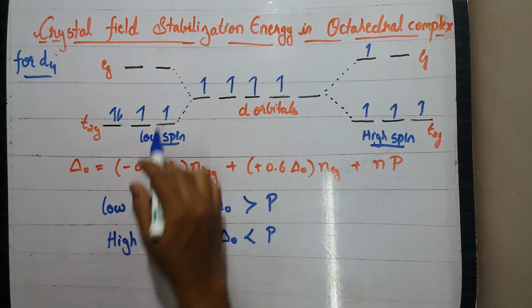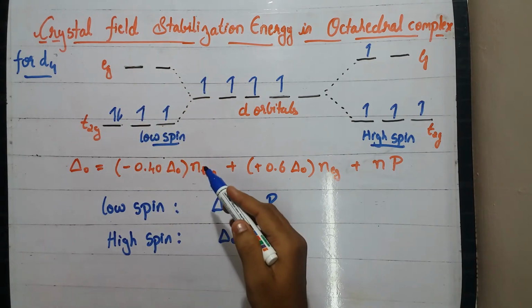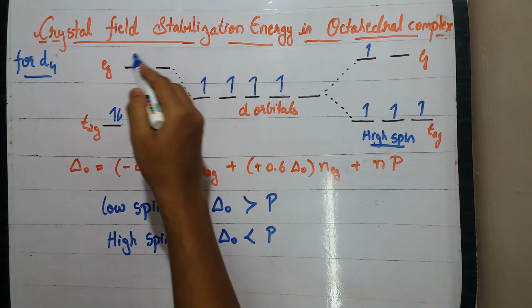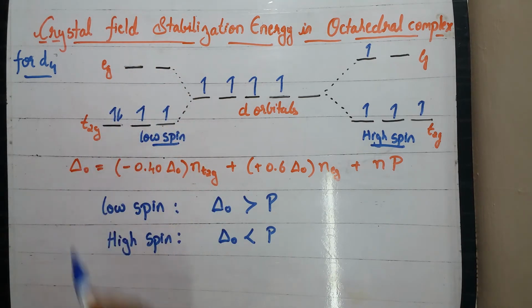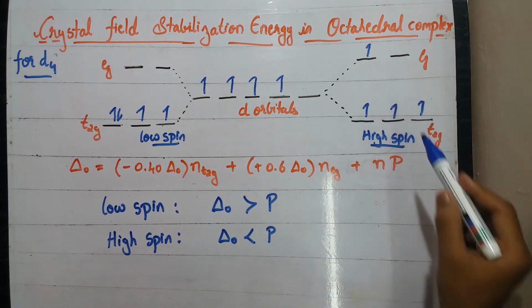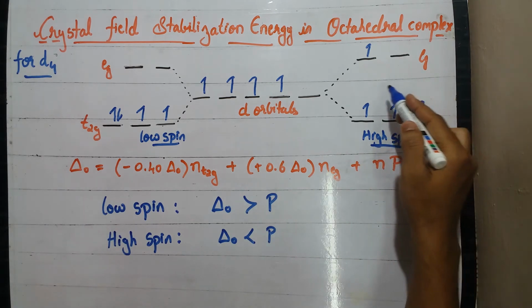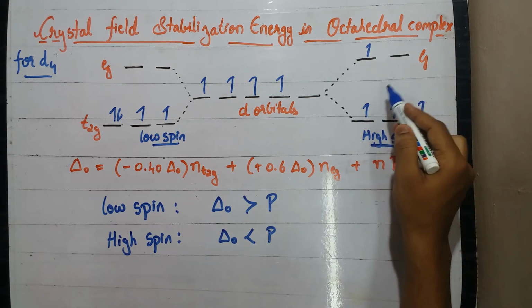Hence the electron is easily added to the Eg orbital. Here in the low spin, the delta naught, that is the CFSE energy, is high. Hence the electron is not added to the Eg, it is rather added to the T2g itself. Hence here the pairing occurs. Here the CFSE is high. In high spin, the CFSE, that is delta naught, is low, hence the electron is easily added to the Eg level.